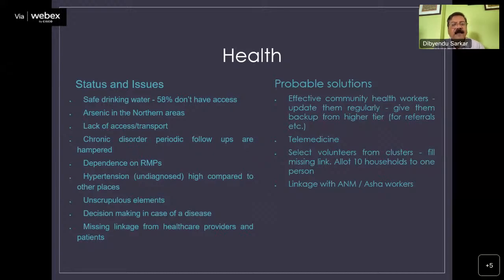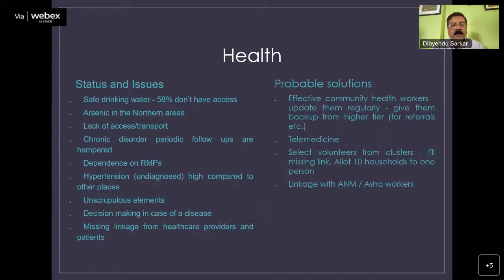Lack of access and transport is a major issue, especially in the island areas. Chronic disorders, periodic follow-ups are practically quite hampered because of this access deficiency, and dependence on rural medical practitioners. I'm not saying that they're bad, but I'm saying that probably people deserve better. So that is also an issue.